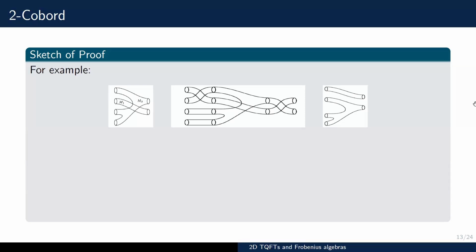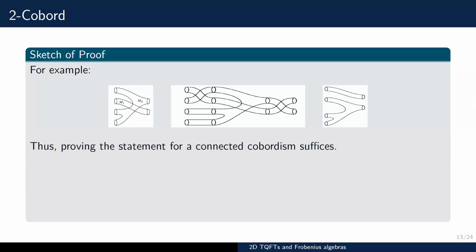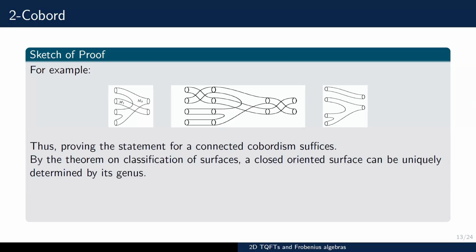Thus, we can write every cobordism as a disjoint union of connected components. So proving the statement for a connected component might suffice. Moreover, we have the theorem of classification of surfaces. That is, a closed oriented surface can be uniquely determined by its genus. We, however, have a manifold with boundary.